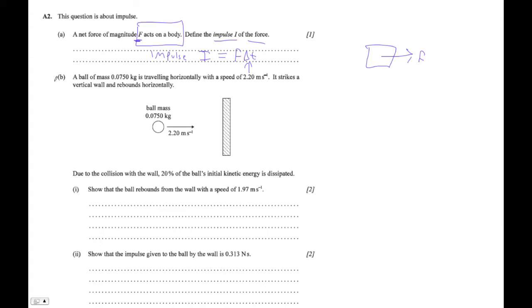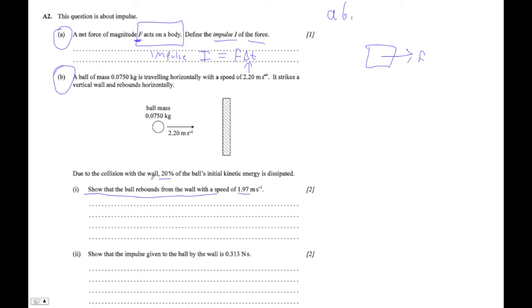Okay. Let's do B. We're going to do A and B here. All right. Let's see. It hits this thing and strikes the vertical wall, rebounds horizontally, which is a neat trick. Anyway, there it is. So due to the collision, 20% of the ball's initial kinetic energy is dissipated. Show that the ball rebounds from the wall with a speed of 1.97 meters per second.